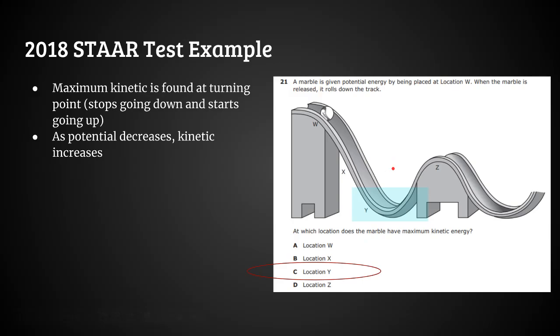Then the little question that goes along with it is asking where the maximum kinetic energy is. We'll find that it is right here, just before it starts going back up. That is going to be our maximum kinetic energy point, making it location Y.